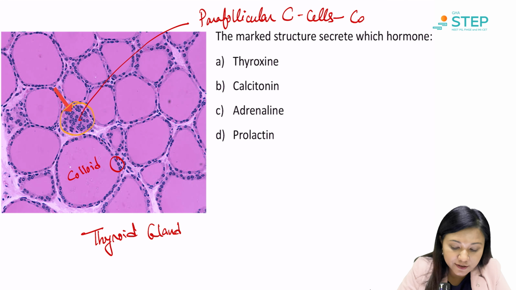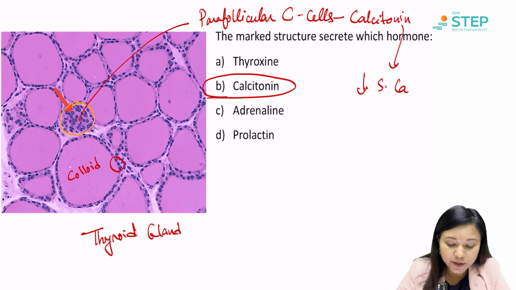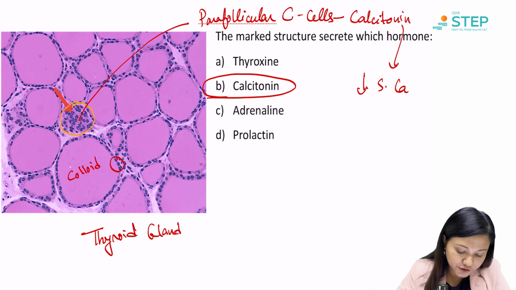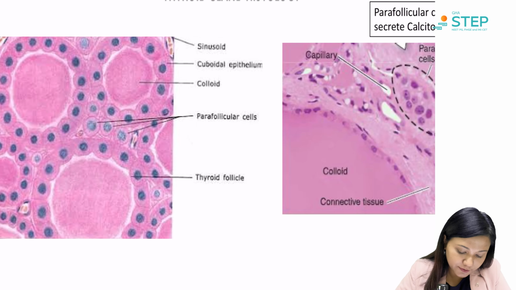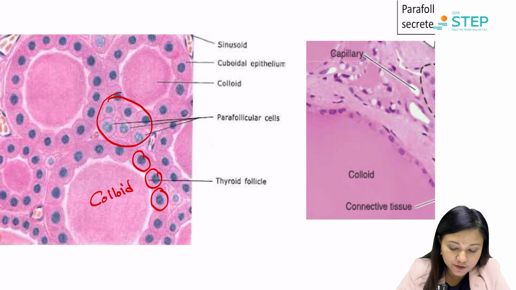They will secrete calcitonin, and calcitonin will decrease the serum calcium levels. So the answer here will be calcitonin. The marked structure is the parafollicular cells, which secrete calcitonin, and it decreases the serum calcium level. The same thing you can see here: these are the thyroid follicle, colloid, the follicular cells, and the parafollicular C cells.